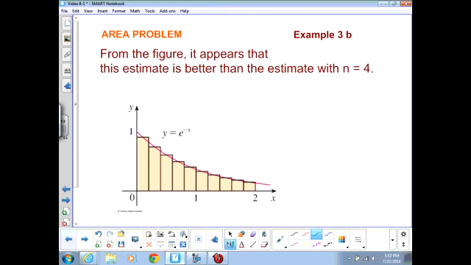And likewise, here's our picture for the 10. Again, in your interval, see where the midpoint is, and that's where you draw your height. See the y value of your midpoint, that's where you draw your height, and so forth.